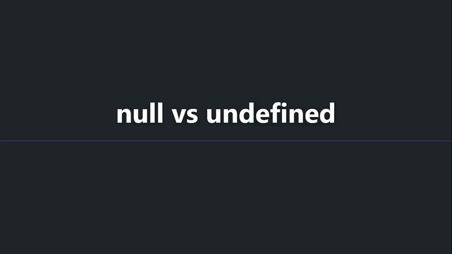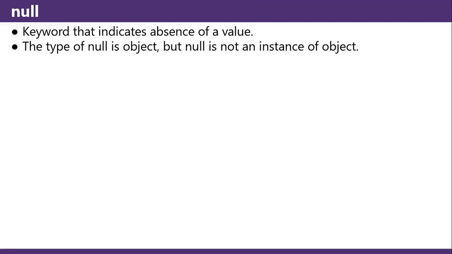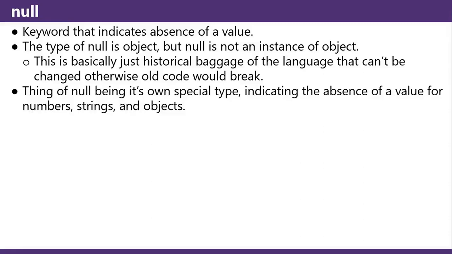Null versus undefined. Null is a keyword that indicates the absence of a value. The type of null is object, but null is not an instance of object. This is basically just historical baggage of the language that can't be changed, otherwise old code would break. Think of null as being its own special type, indicating the absence of a value for numbers, strings, and objects.